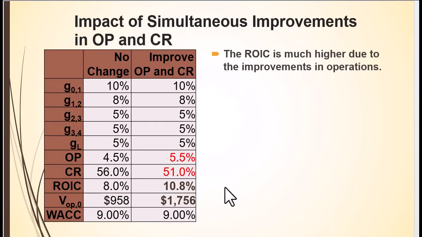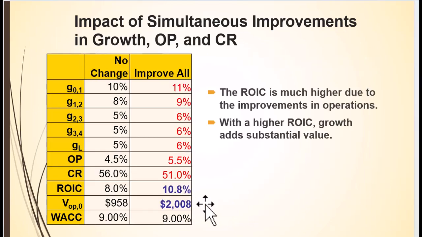What if we simultaneously can increase operating profit and lower capital requirements? Again, we see a dramatic increase in ROIC, which then obviously equates to a greater increase in value. So again, as we see, if we can increase profitability and decrease the capital requirement, we're going to see improvements in value. If everything changes, again, we can still see a pretty dramatic change.